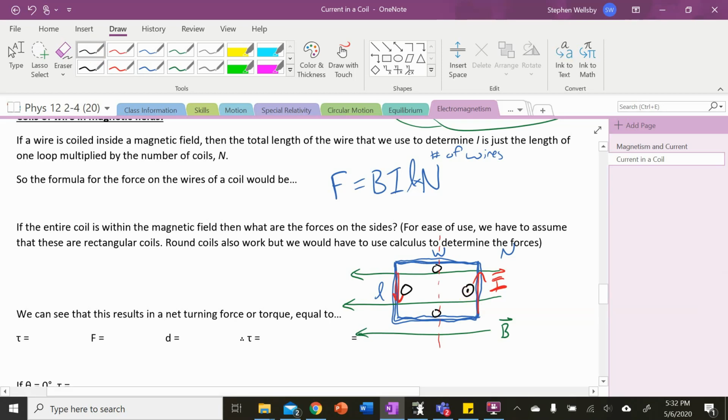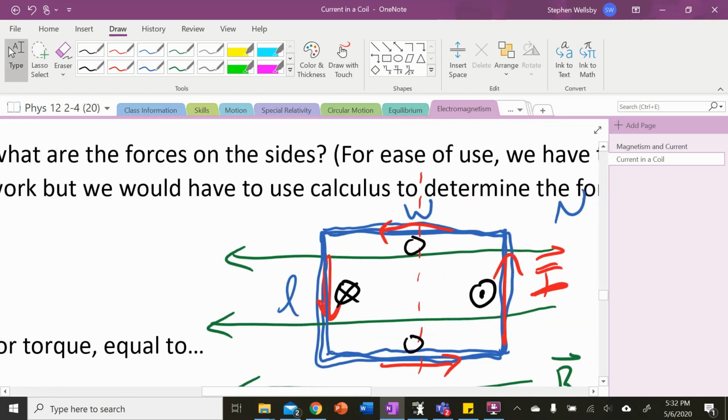On the left-hand side, my index finger is pointing downwards, my three fingers are still pointing to the left, and so my thumb is going to be pointing into the page. And so we're going to have a direction going into the page on the left-hand side, out of the page on the right-hand side. Now what you'll notice is, for the top and the bottom, the current and the magnetic field are going to be parallel. And when the current and magnetic field are parallel, there is no force. So no force on the top or no force on the bottom. So I'm just going to erase those two circles here. There is no force at the top or the bottom.